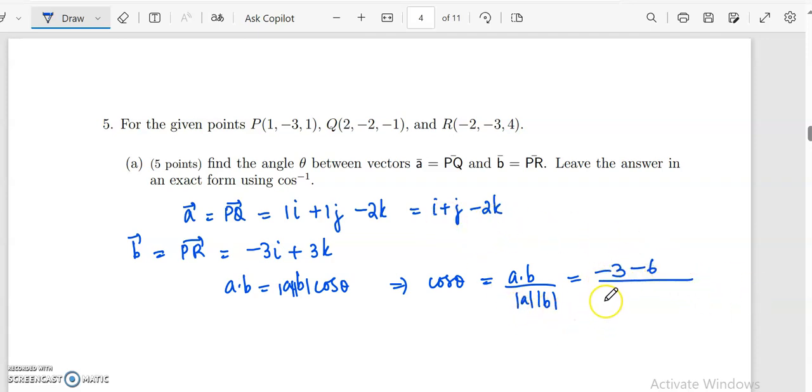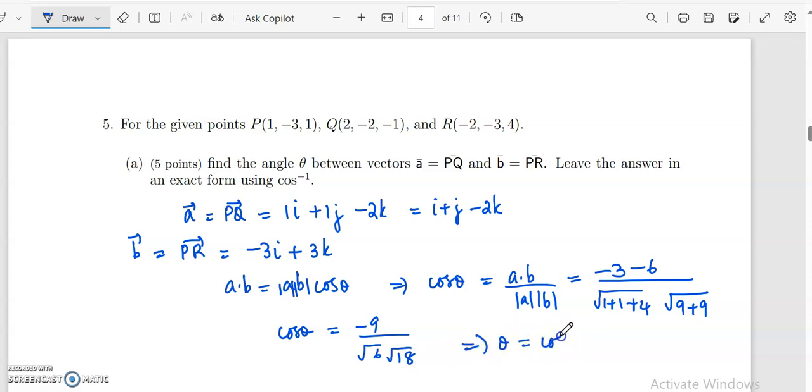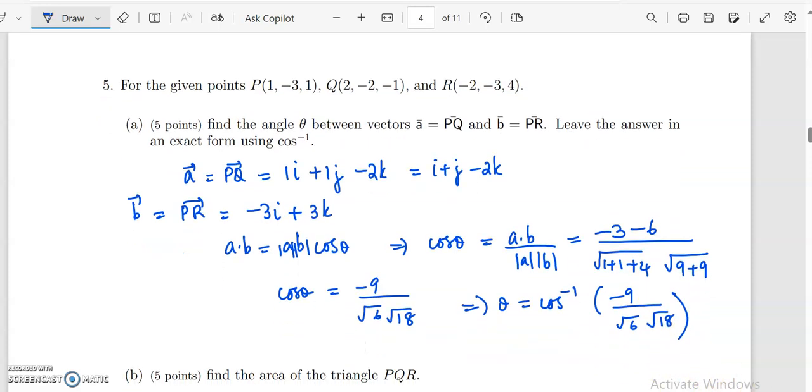Now modulus of A will be root of 1 square plus 1 square plus minus 2 square, which will be root 6, and modulus of B will be root of 9 plus 9. So cos theta will be equal to minus 9 by root 6 into root 18. So therefore theta will be equal to cos inverse of minus 9 by root 6 into root 18. So that will be the value of theta.